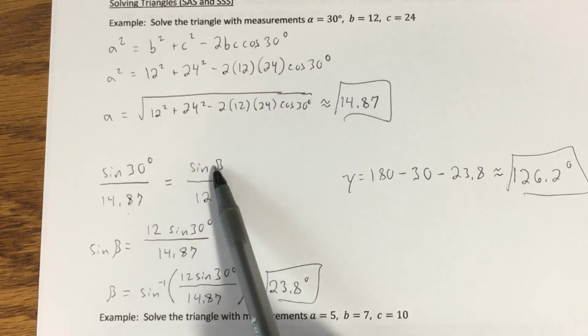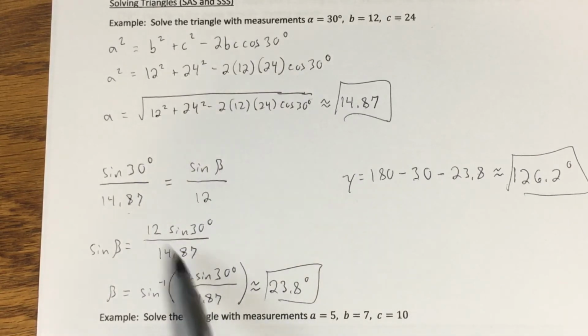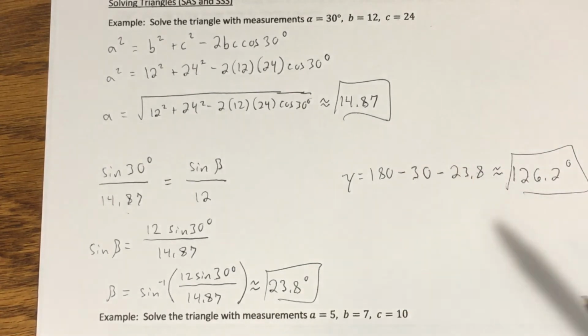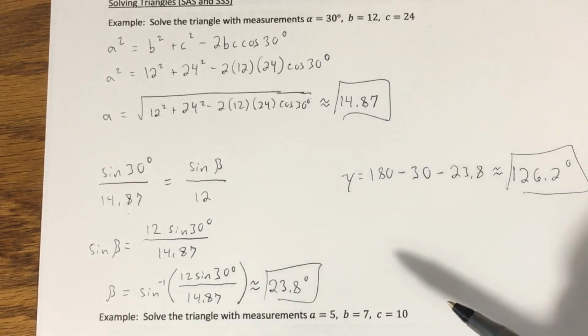Notice I cross-multiplied here to get this expression. Solving for beta means taking the inverse sine of both sides of this, which I did here. The inverse sine, once you plug it into a calculator, is approximately 23.8. I didn't need the law of cosines for that second step. I just needed the law of sines with what I already found.